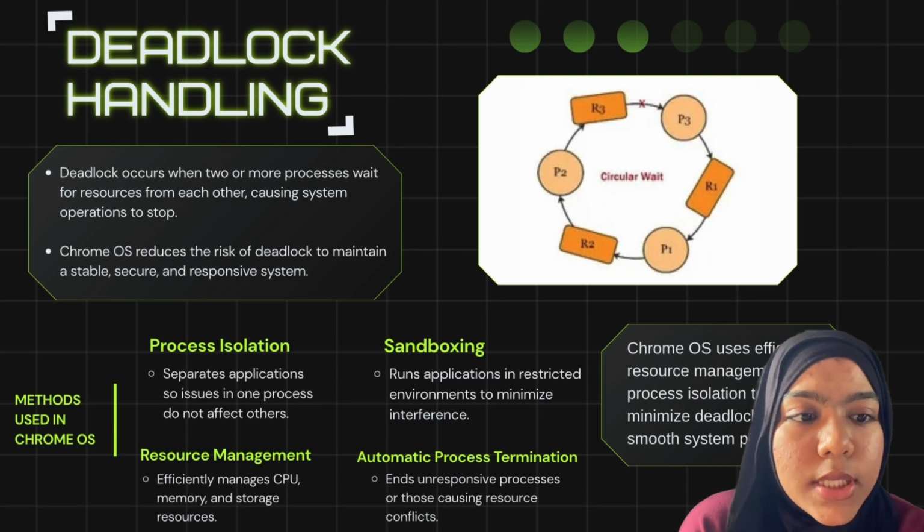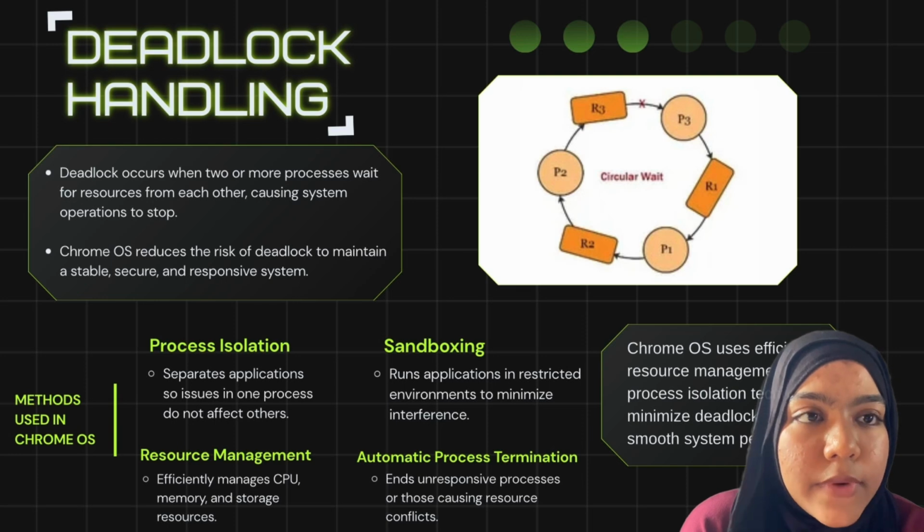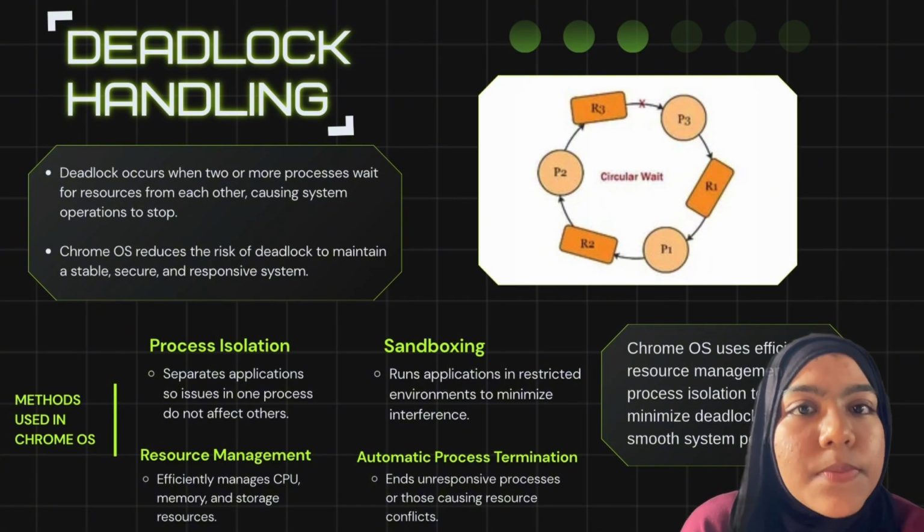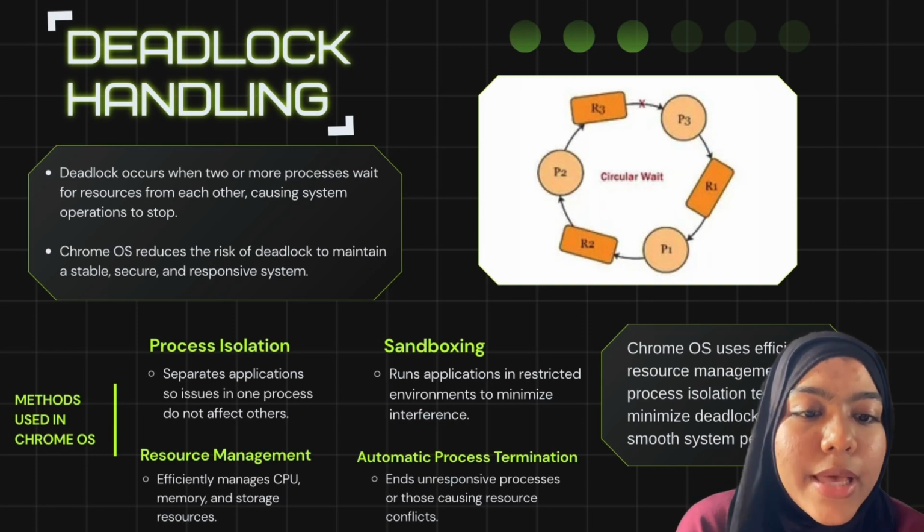First, process isolation, which separates applications. Second, sandboxing, which limits application interference. Third, resource management, which efficiently controls system resources. And last, automatic process termination, which stops unresponsive processes. Last but not least, this technique helps Chrome OS maintain stable, secure, and smooth performance.